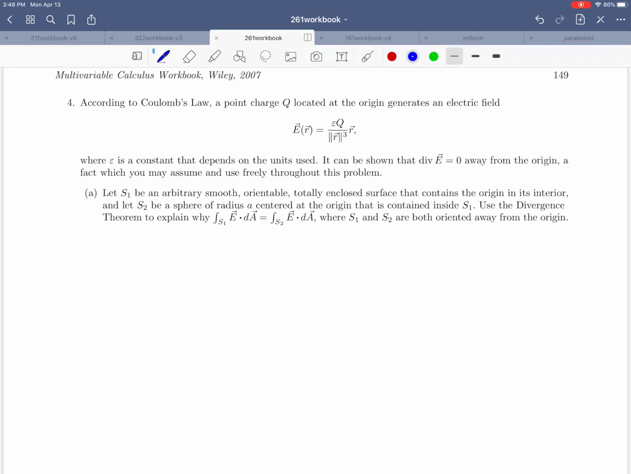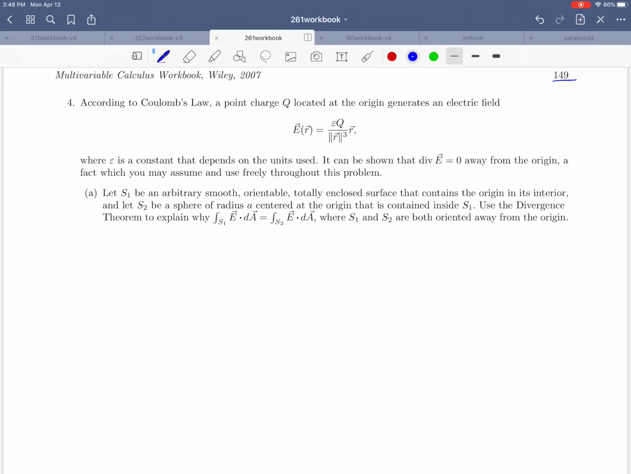Hello everybody, and welcome to exercise 4 on page 149 of the workbook. In this example, we are going to derive a special case of Gauss's law from physics. Gauss's law has to do with what happens if you integrate a vector field, an electric field, over a closed surface. Okay, so let's read this together, get a feel for the setup here.